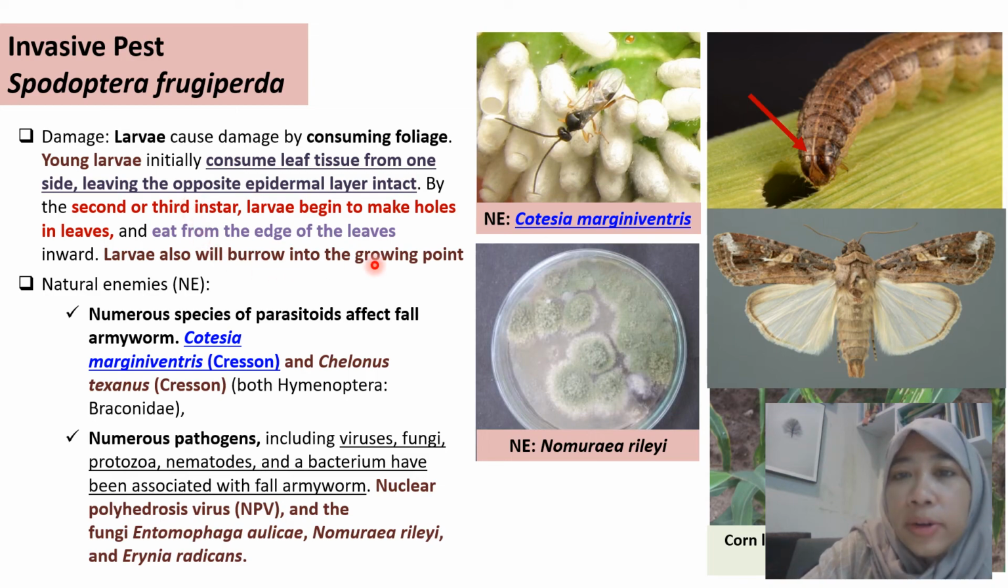And what are the natural enemies? We can use parasitoids, for example Cotesia, like this, and Chelonus. And also we can use numerous pathogens. As we know, a pathogen is a microorganism that can make some organisms become ill, including viruses, fungi, protozoa, nematodes, and others. This is the entomopathogenic fungus Nomuraea rileyi.